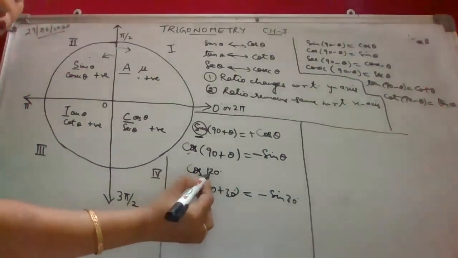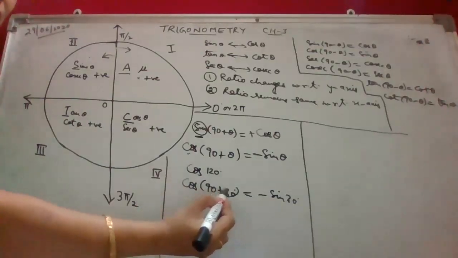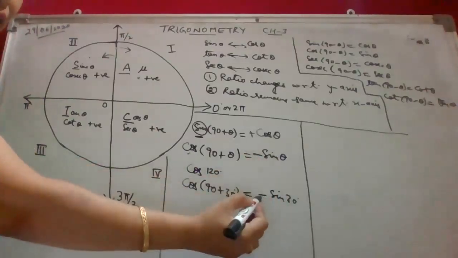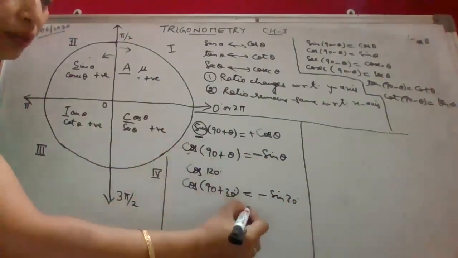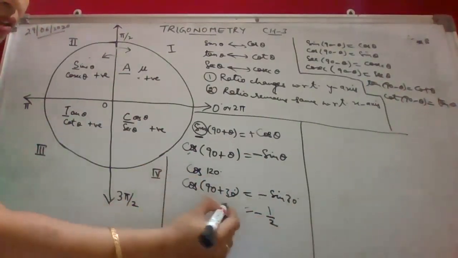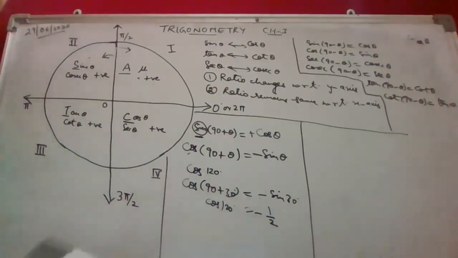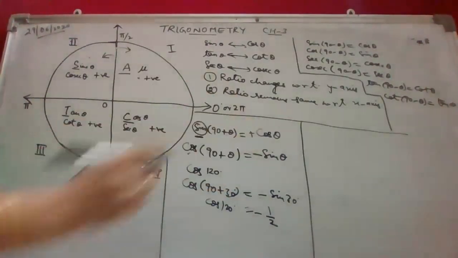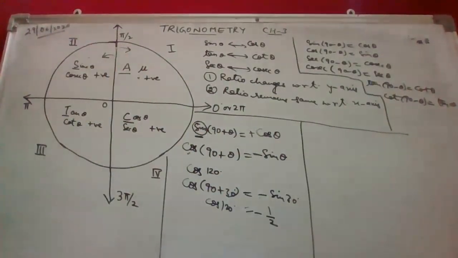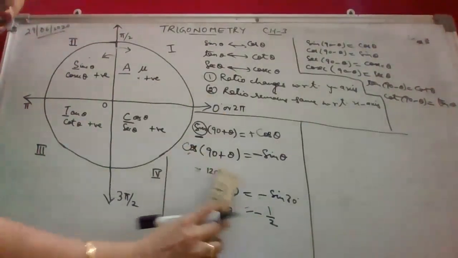So if we need to find out cos 120 degree, we can write it as cos of 90 plus 30, and we can change the ratio we have learnt here to minus sin 30 degree. This means minus, and sin 30 degree is 1 by 2. So cos 120 degree is equal to minus 1 by 2. Right? So this is how we have to find out the values of bigger angles. We can convert these ratios according to this unit circle, and then we can find out the values of any bigger angles. This is why we are doing these ratio changes.